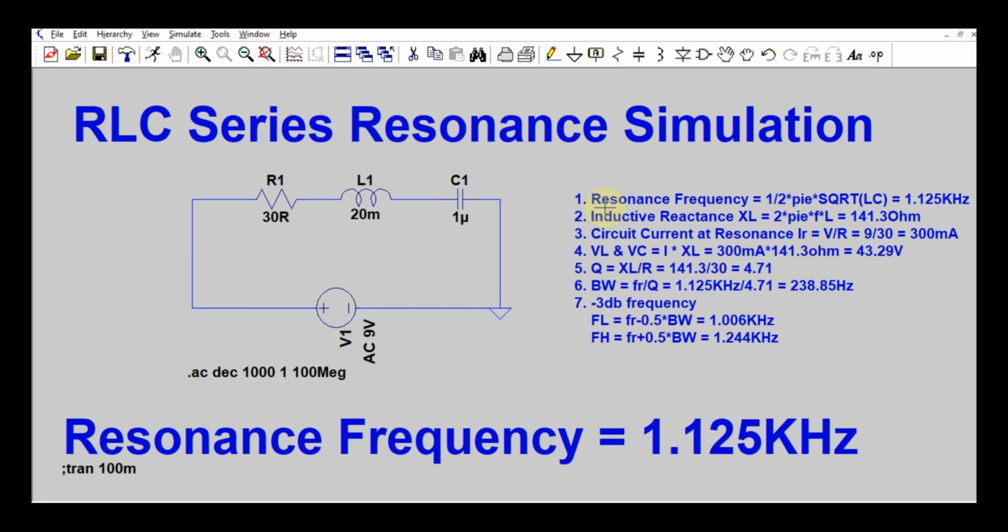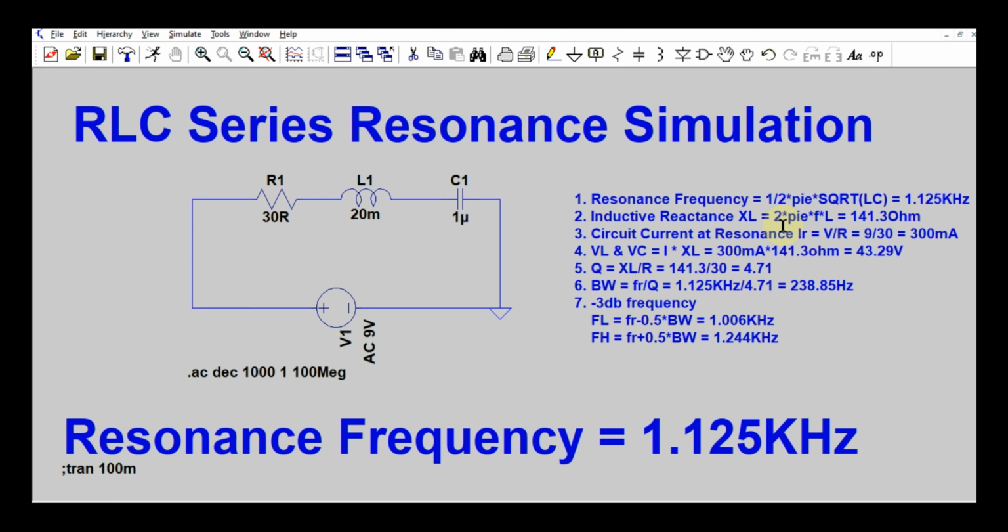Then my second point is the inductive reactance XL for this circuit, which is given by 2 pi F L. That means if you put the value of F equal to 1.125 kilohertz and the value of L equal to 20 millihenry, you will get the reactance of inductor L1 as 141.3 ohm. Now my third parameter is circuit current at resonance.